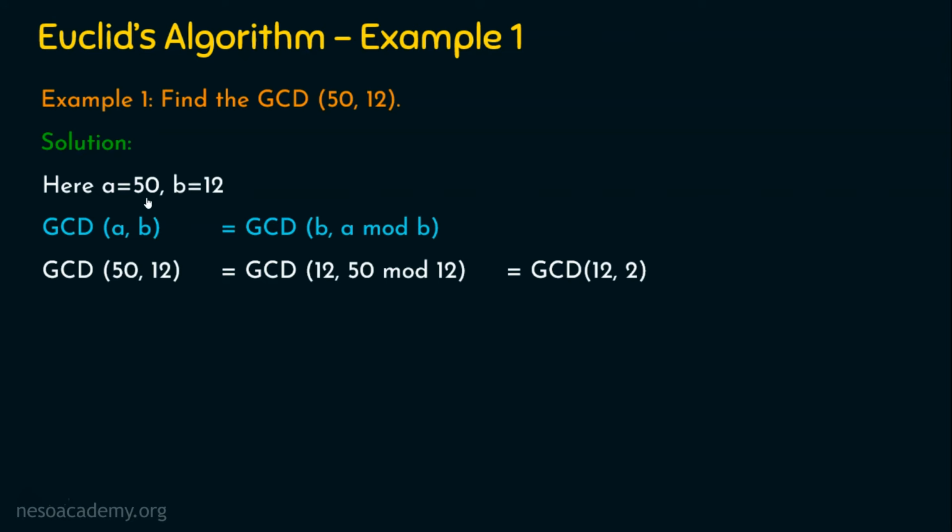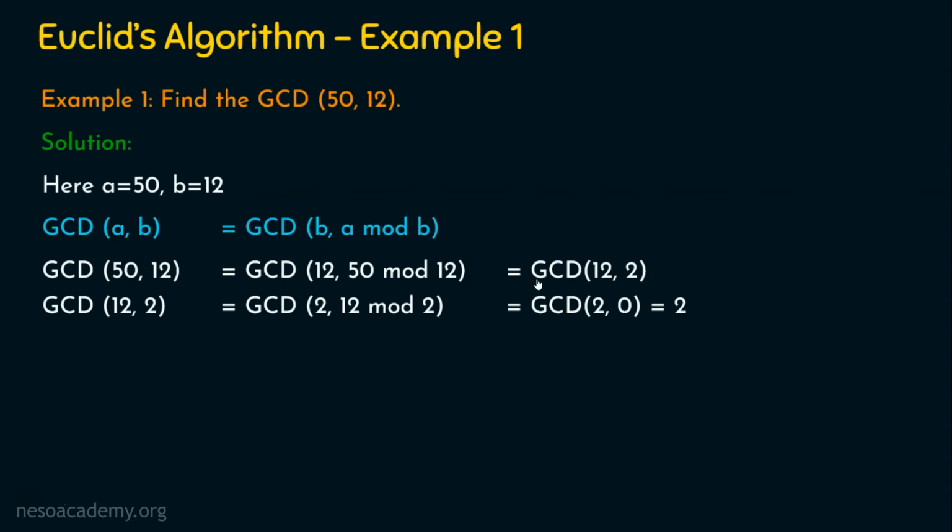So previously A was 50, B was 12. Now A is 12 and B is 2. So we are going to run this algorithm with A as 12 and B as 2. So I am going to solve this. GCD of 12, 2 I am taking here. So this is A, this is B. Now GCD of A, B can be written as GCD of B, A mod B, right?